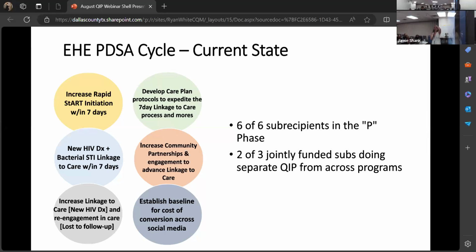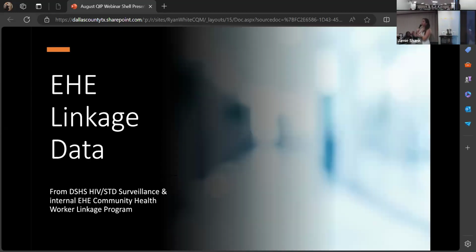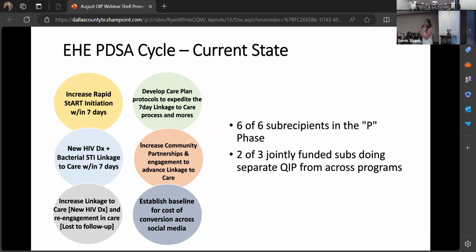Hey. So we're talking about, Kevin mentioned the QI methodology, and so we're following that Plan, Do, Study, Act, PDSA cycle. So within EHE, we also have folks whose focus is looking into increasing rapid start initiation and getting that initiation on medication within 7 days or less. You know, that's part of the linkage in 7 days or less piece.